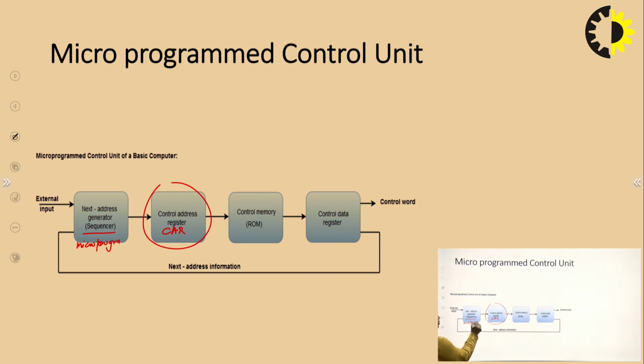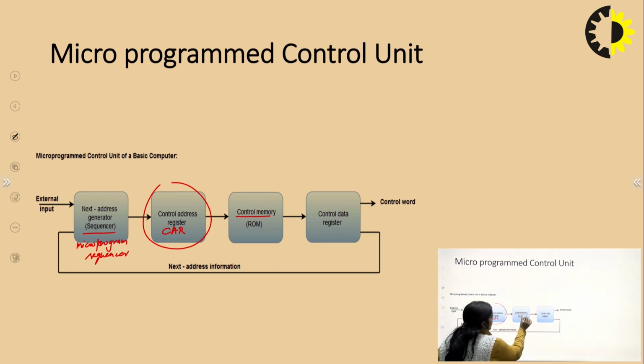microprogram sequencer. This is the microprogram sequencer, or you can say it is a next address generator. It is just like the PC or program counter. The program counter finds the address which is going to be executed next, and the microprogram sequencer also finds the address of which particular instruction is going to be executed next. So it contains the address of the next instruction.